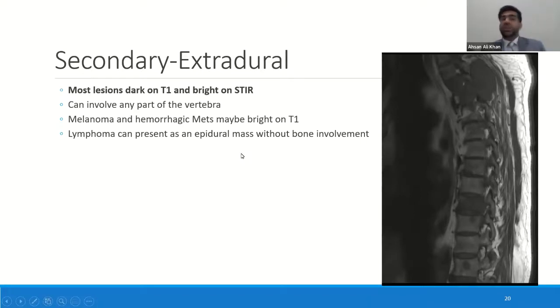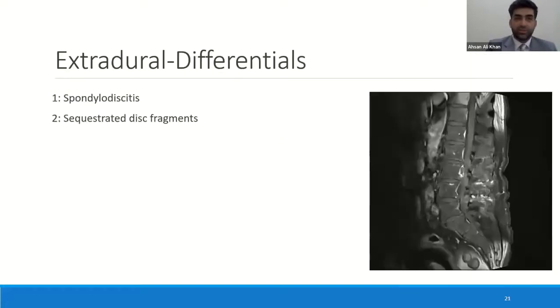Lymphoma can present as an epidural mass without bone involvement. Lymphoma has another unique ability to mimic any tumor. For example, all the compartments that I showed you in the beginning: extradural, extramedullary, intramedullary. Lymphoma can present in almost all those compartments. Intramedullary is very rare, but lymphomas can mimic almost any tumor.